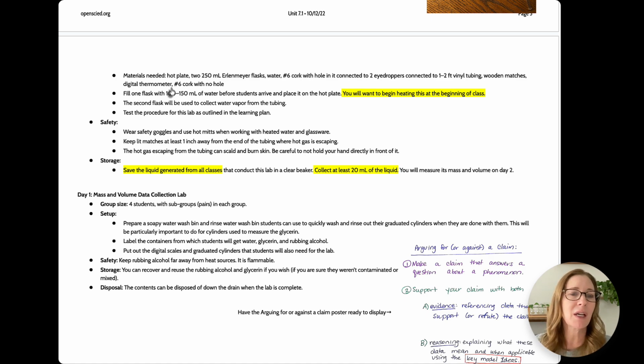And then you'll need another one to cork the second Erlenmeyer flask, where you're going to collect the water vapor, or whatever's coming off of the first Erlenmeyer flask. We're not sure what it is, but it's water vapor.